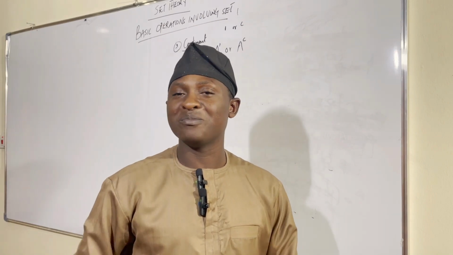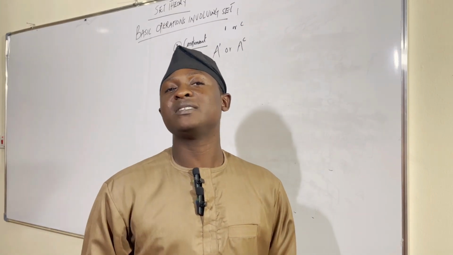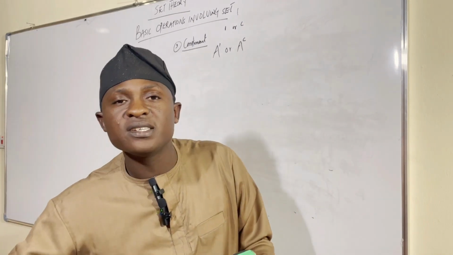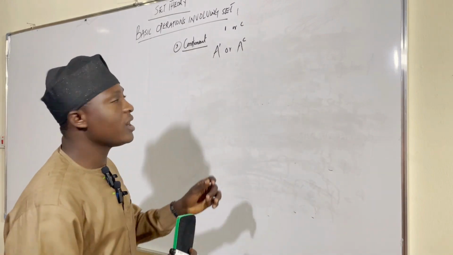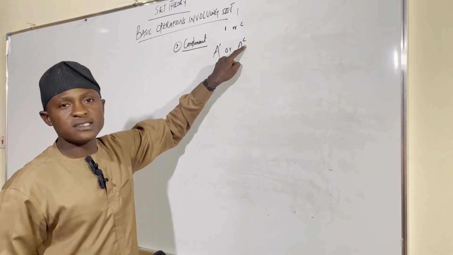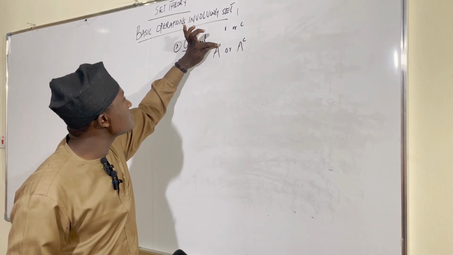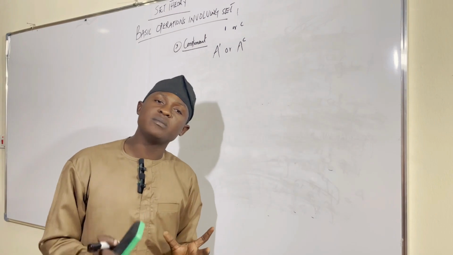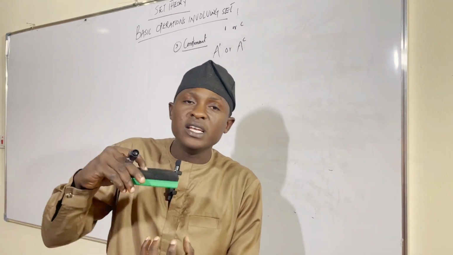How would I even put it? Maybe they're just trying to let you know that we can use a single symbol or more than two symbols to represent the same thing. Like here, we are basing on prime and C. Either they use something like this or this, it means the same thing. It means the complement. Complement simply means what we have in the universal set.